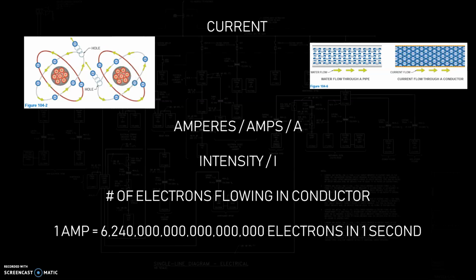And if we really want to be specific here, 1 amp equals this many electrons flowing past a point in 1 second. That's totally irrelevant to your studies here. I just thought it was interesting. So all these numbers are based in some literal measurement or form of reality here.